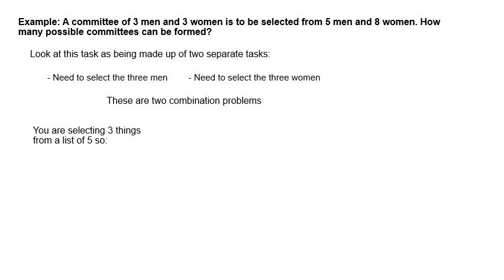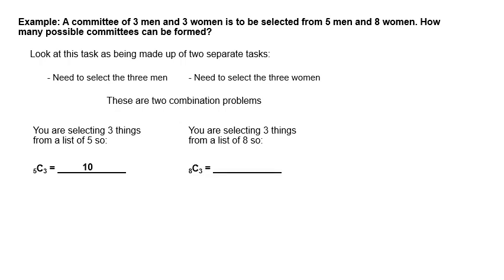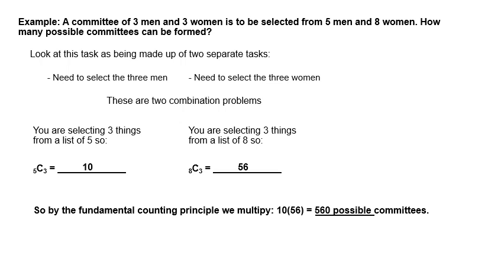For the men, you're selecting 3 men from the list of 5. So it's a combination of 5 pick 3, which is 10. For the women, you're selecting 3 things from a list of 8. So that's a combination of 8 pick 3, which is 56. But again, these are the 2 things I have to do to complete the overall task of forming the committee. So by the fundamental counting principle, we can multiply. 10 times 56 is 560 possible committees.